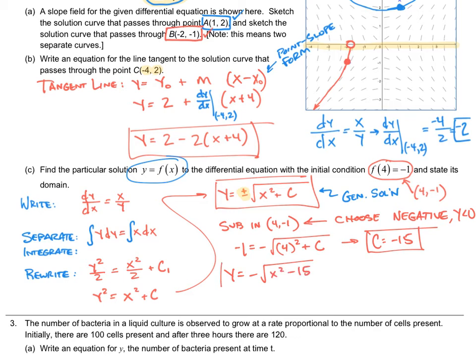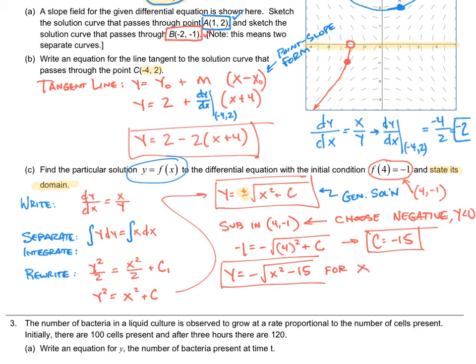Now, I know what you're saying. Hey, I'm done. Let's move on to the next part of the problem. If you left your answer like this, you would be wrong and you would lose points because you forgot to state its domain. So I need to go back and give myself an opportunity here to state the domain. So this will be for some range of x values, and we have to figure out what that range is.